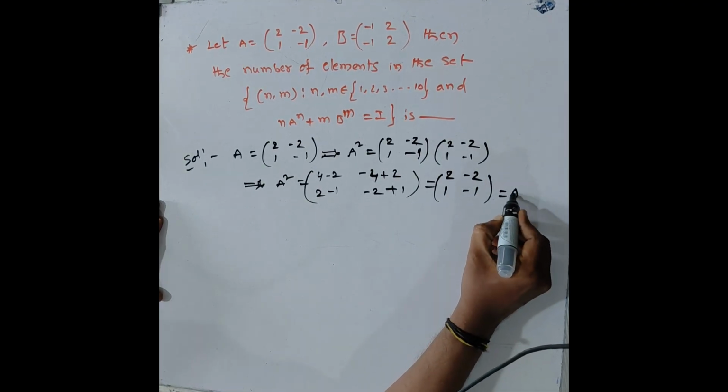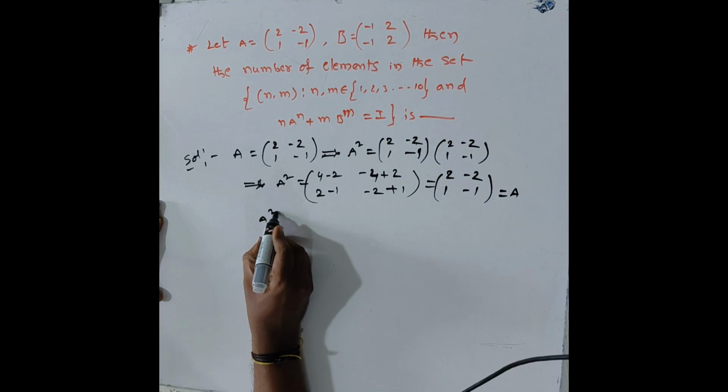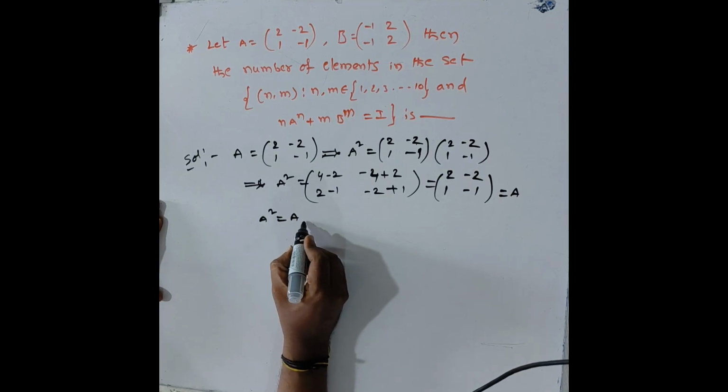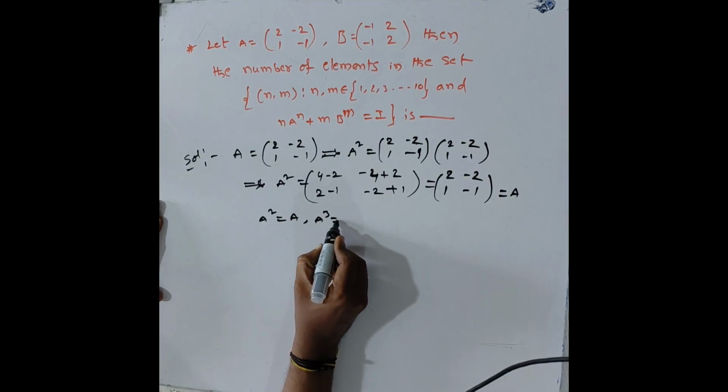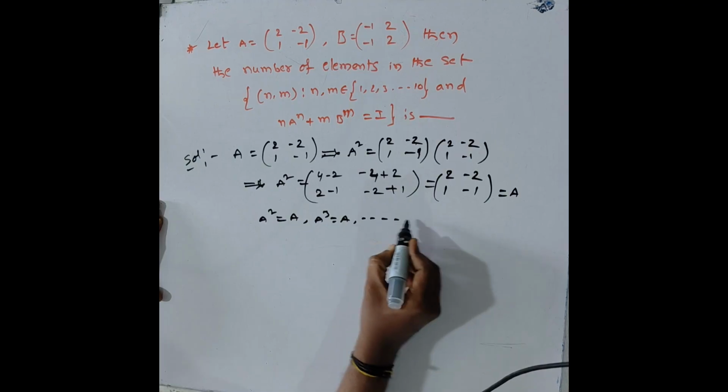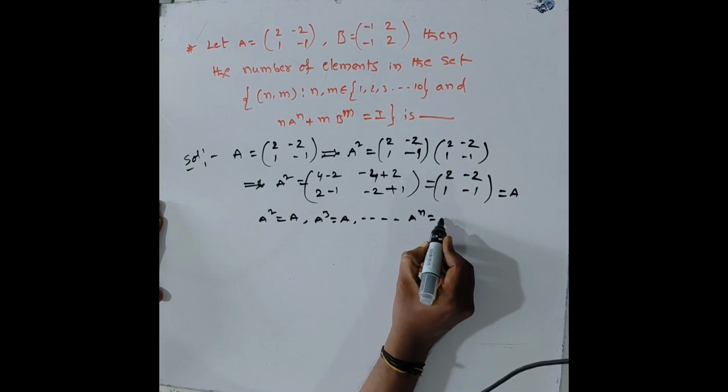That is equal to A. So A squared is equal to A. Similarly, A cube is also A, and so on. A power n is equal to A.